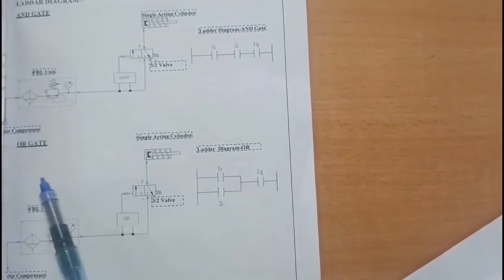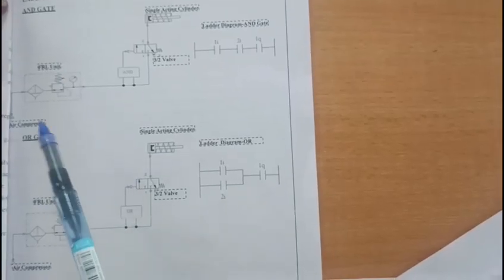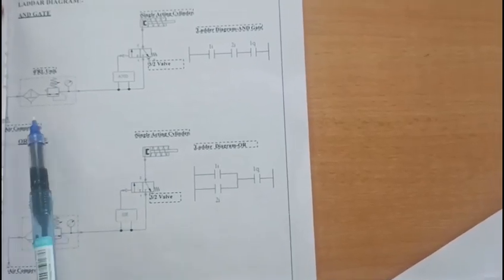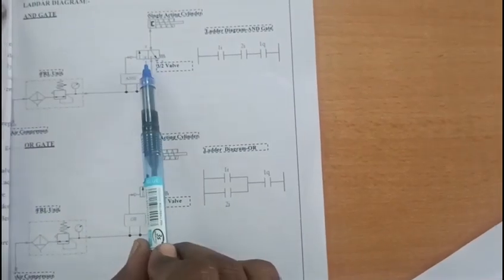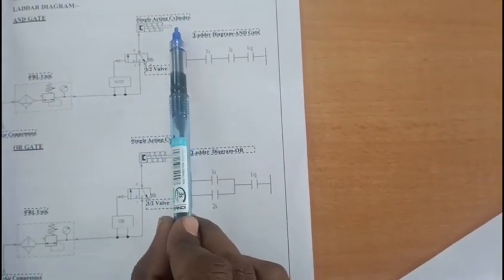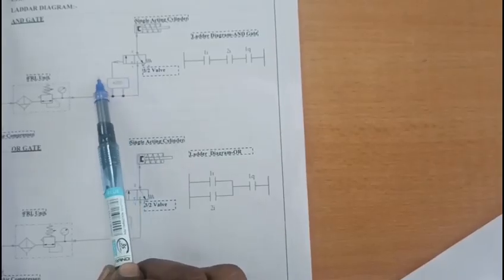Similar circuits apply to the electro-pneumatic trainer kit. Here we are using a compressor, FRL unit, and then a 3x2 DCV and a single acting cylinder. In between them we are using gates.